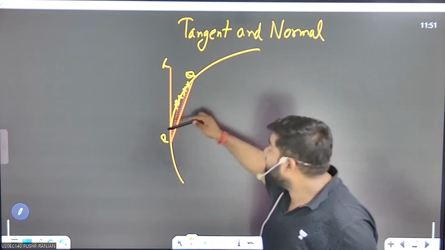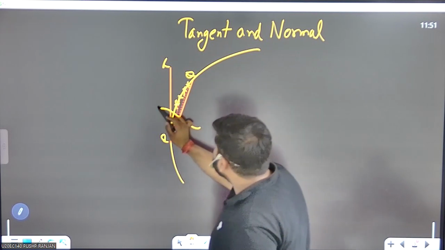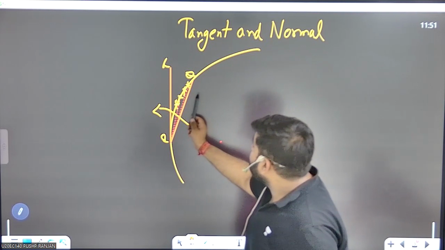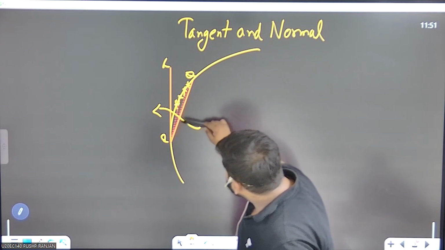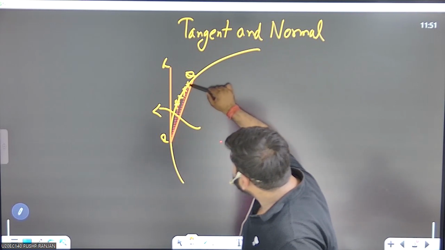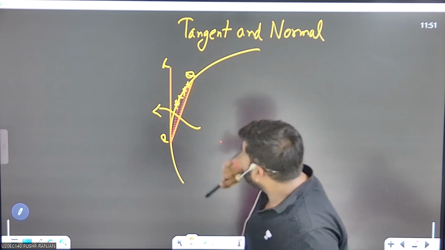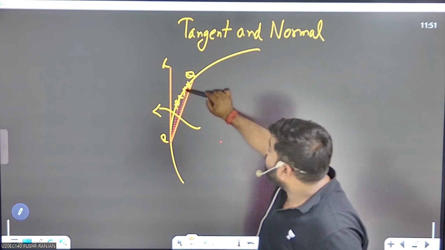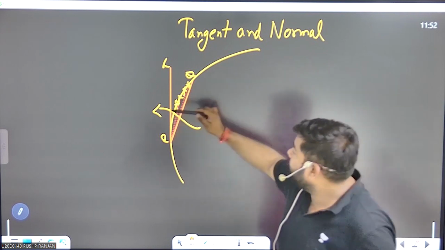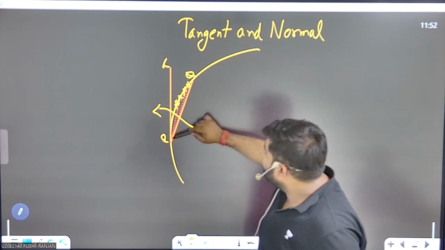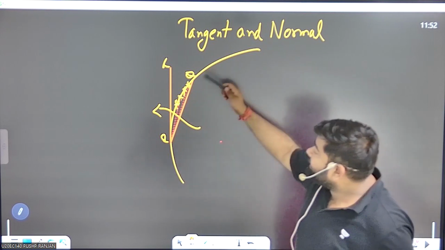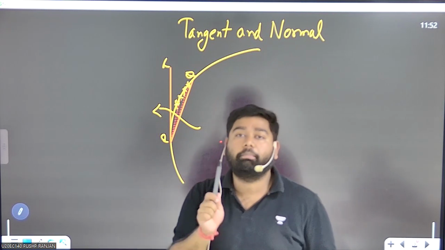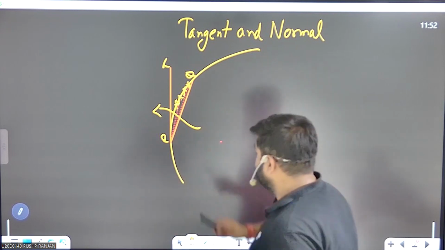Then what will be the tendency of this line? The tendency of this line will be to become the line PT. See this, the PQ line is this. When I move Q over here, this line will become here. When I move the Q point over here, this line will become here. So the tendency of the line PQ is to become the line PT.